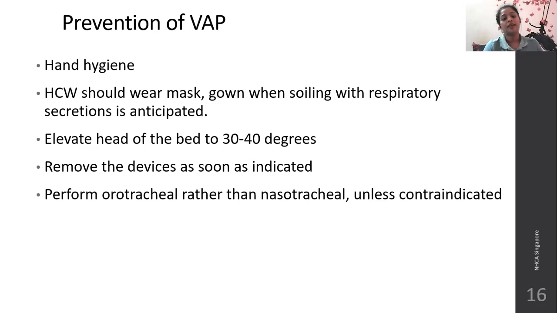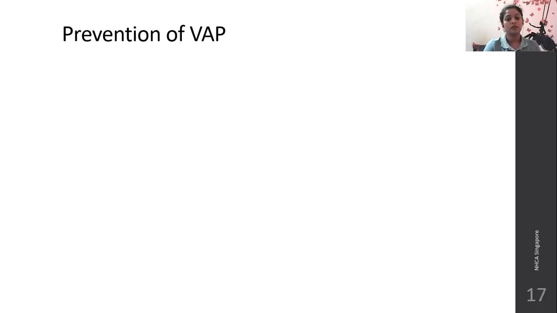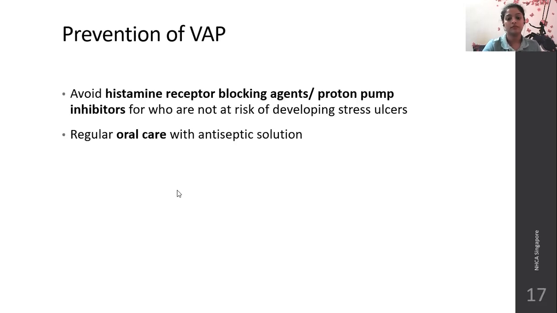Perform orotracheal rather than nasotracheal intubation unless contraindicated. Use non-invasive ventilation wherever possible. Only when it is required, as the last resort, should the patient be put onto the ventilator. Avoid histamine receptor blocking agents or proton pump inhibitors for those who are not at risk of developing stress ulcers. So unnecessarily do not give these medications.